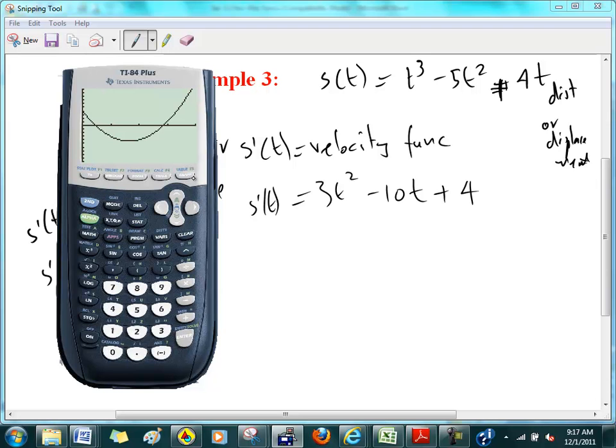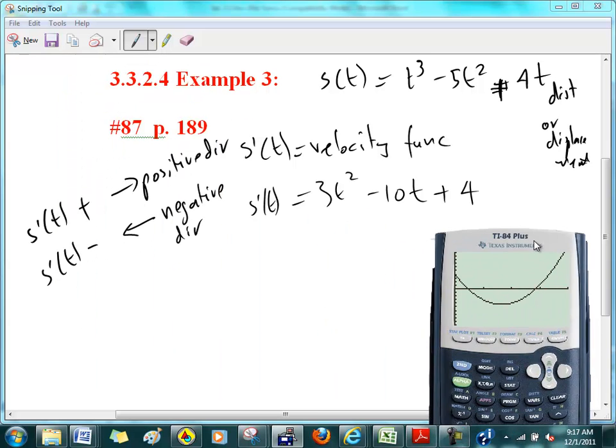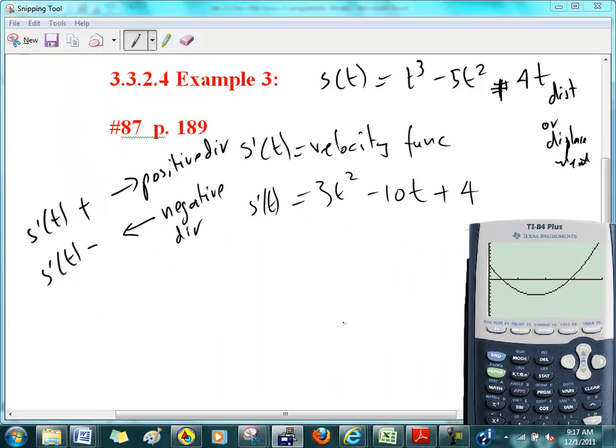Because when the function is positive, you're moving in the positive direction. When the velocity is negative, you're moving in the negative direction. That's what I want to find out. So remember, this was my velocity function, and red was positive. Did we agree on that? Okay. So that means it's going to be in the positive direction. All right. So can you guys go find me this time here? How do you find that?